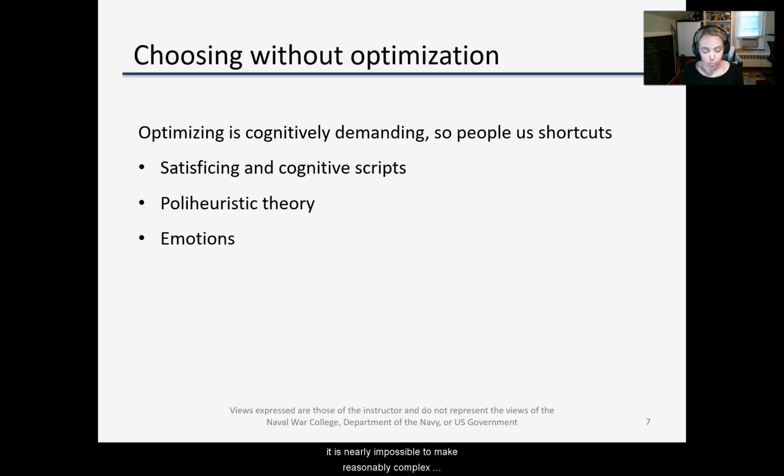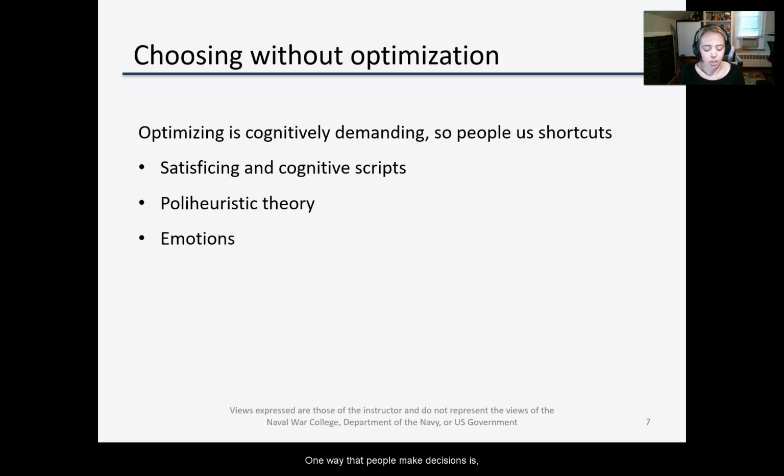And finally, as we began to discuss when we talked about the organizational process perspective, it is nearly impossible to make reasonably complex decisions through optimization. The human brain just can't consider all the costs and benefits associated with all possible choices. So instead, people make decisions by satisficing or using other cognitive shortcuts.